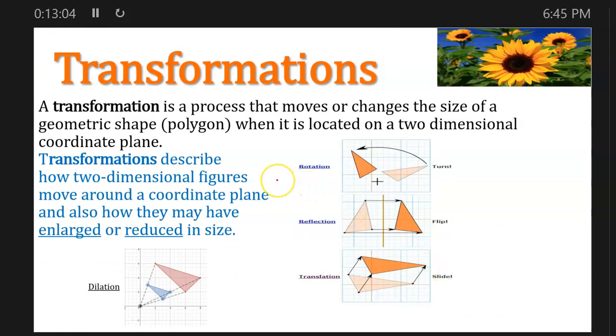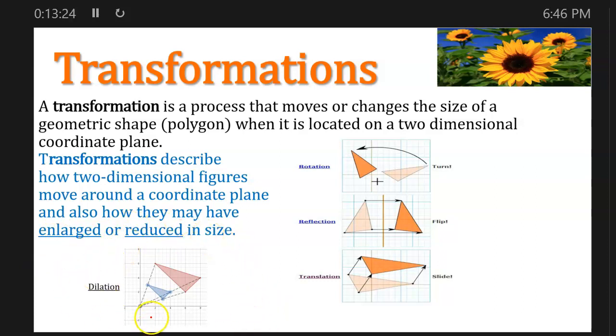Transformations. A transformation is a process that moves or changes the size of a geometric shape or a polygon when it is located on a 2-dimensional coordinate plane. Transformations describe how 2-dimensional figures move around a coordinate plane and also how they may have enlarged or reduced in size. Now let's look over here.